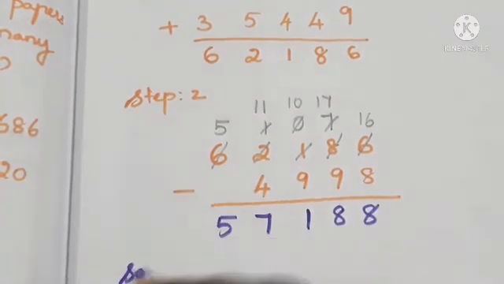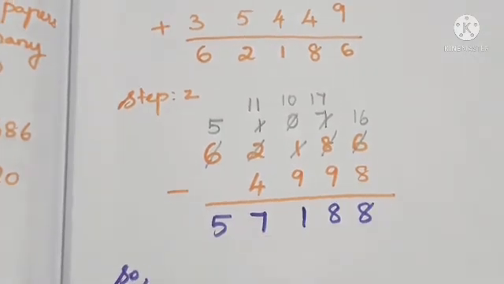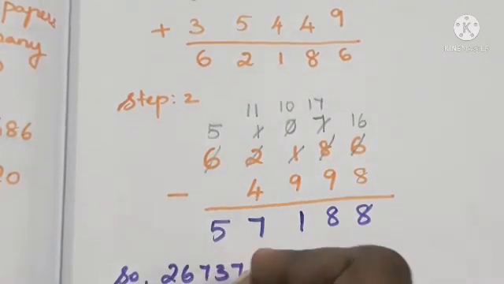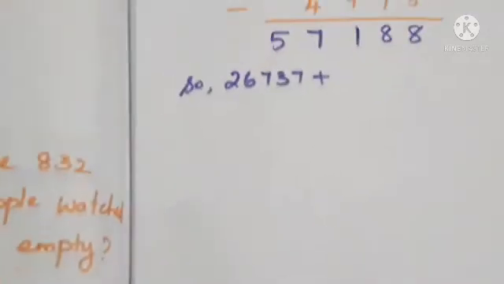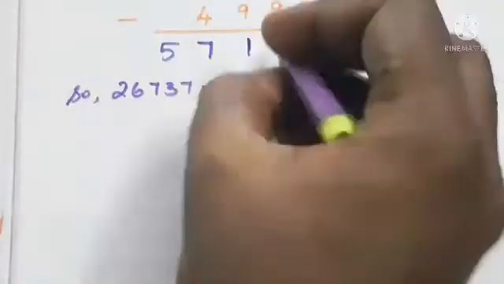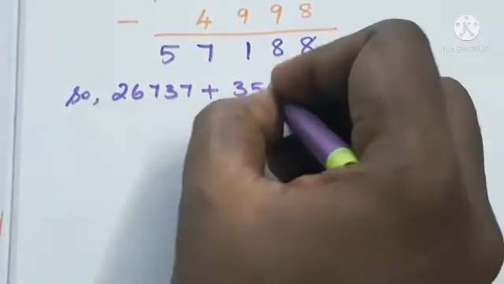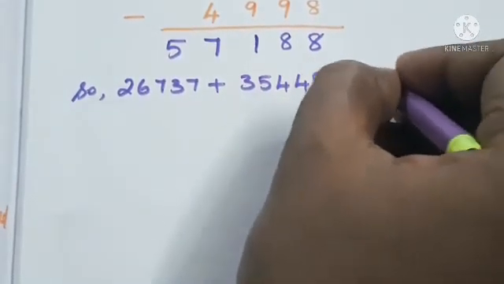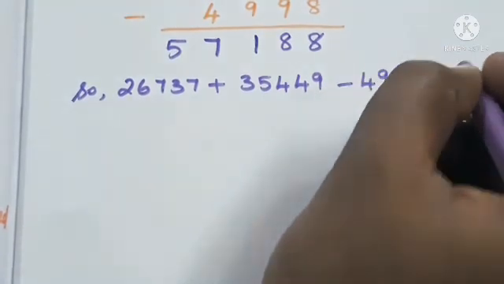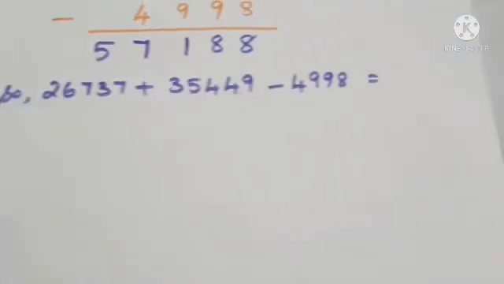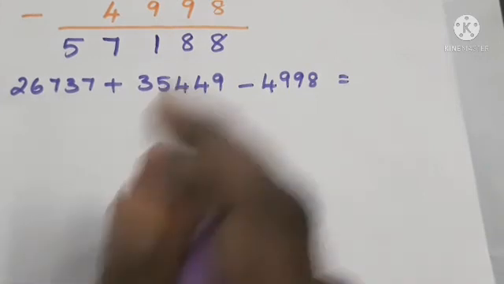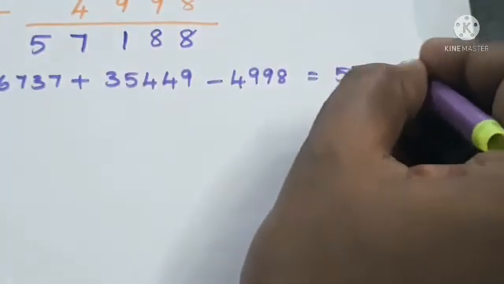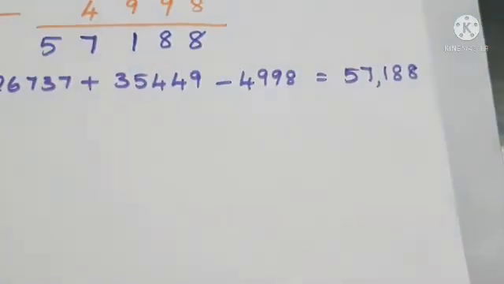So we can write the answer. Leave one line and write 26,737 plus 35,449 minus 4,998. So after doing step 1 and step 2, what's our answer? Our answer is 57,188. Okay, and place the comma at the particular place.